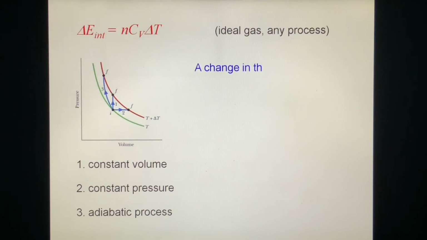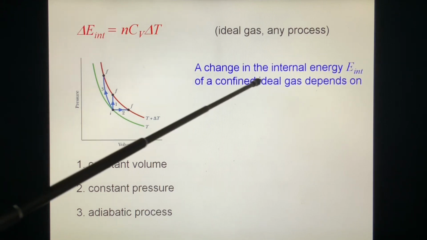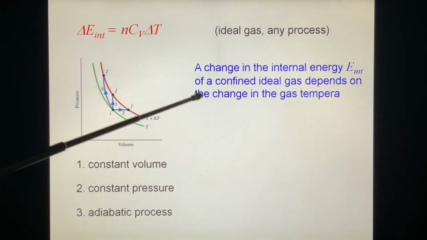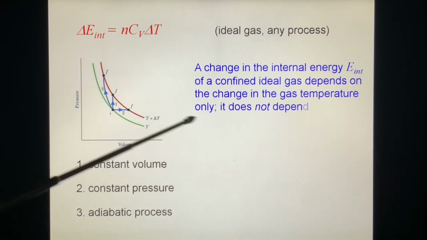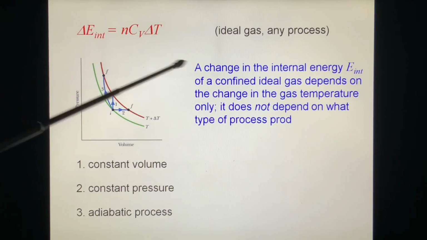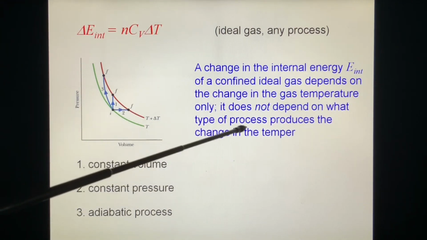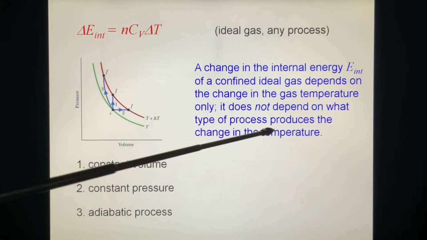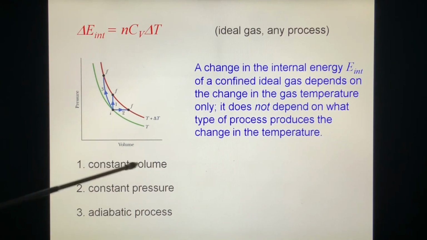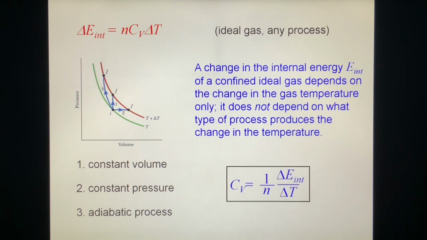A change in internal energy, E internal, of a confined ideal gas depends on the change in the gas temperature only. It does not depend on what type of process produces the change in temperature. Whether constant volume, constant pressure, or adiabatic process, they get the same answer, delta E. And we get C_V equal to 1 over n, delta E internal over delta T.